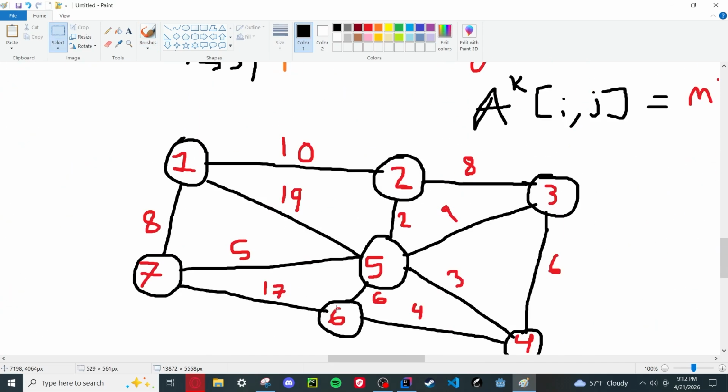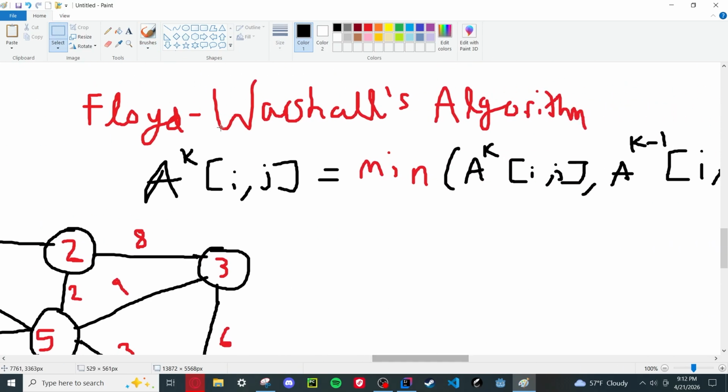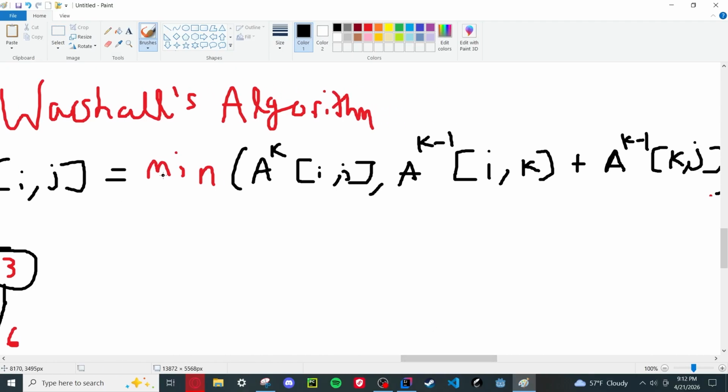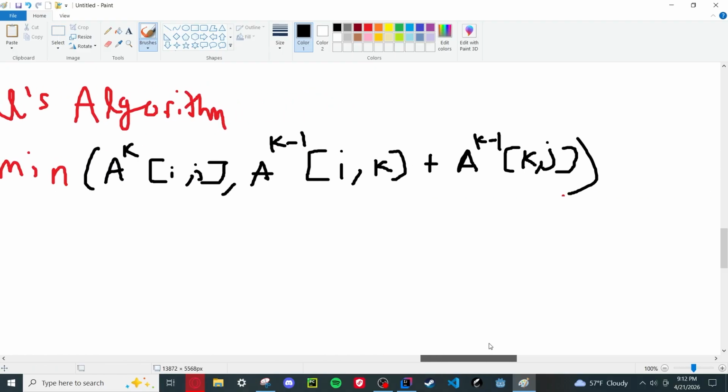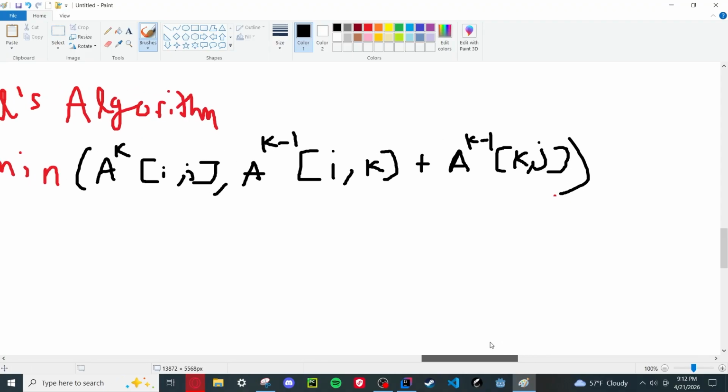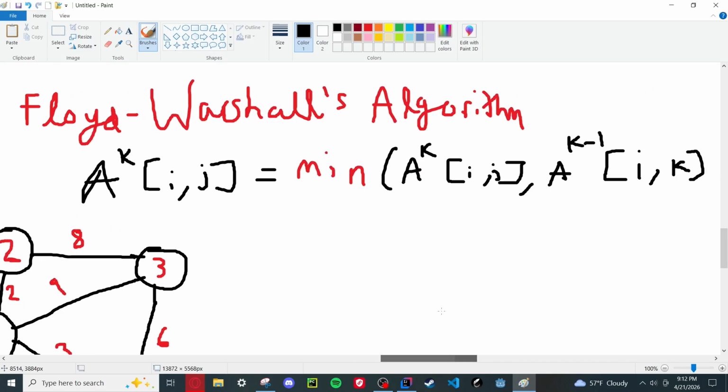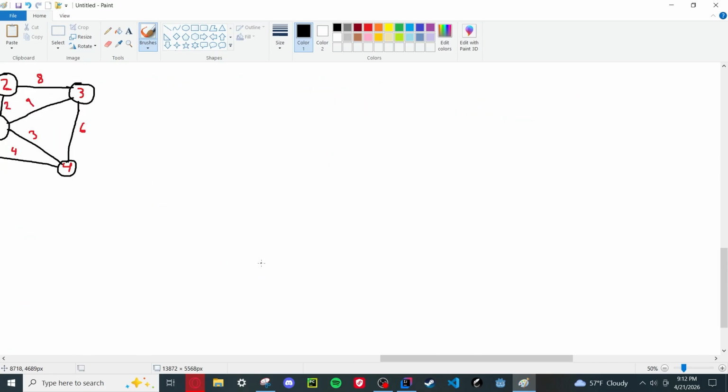The last method that we need to discuss is the Floyd-Warshall algorithm. The Floyd-Warshall algorithm is a matrix A of k, i, comma j. Whatever that value is, we're going to replace that with the minimum value of A of k, i, comma j, compared to A of k minus 1, i, comma k, plus A of k minus 1, k, comma j. This looks complicated, but trust me, it's pretty easy to do.